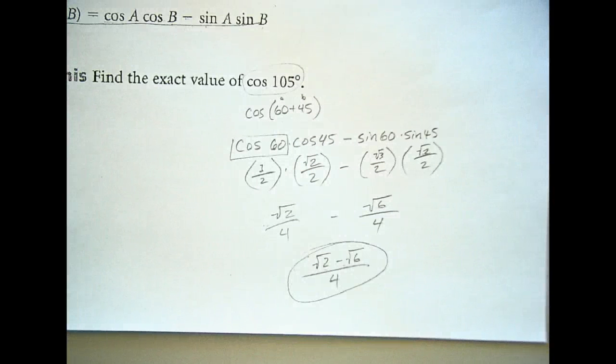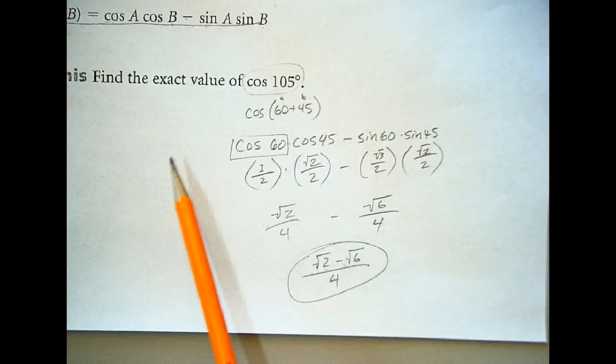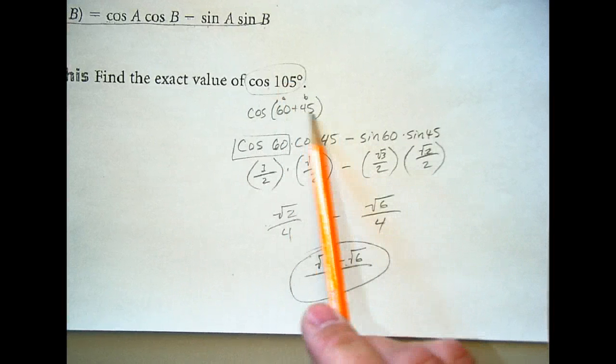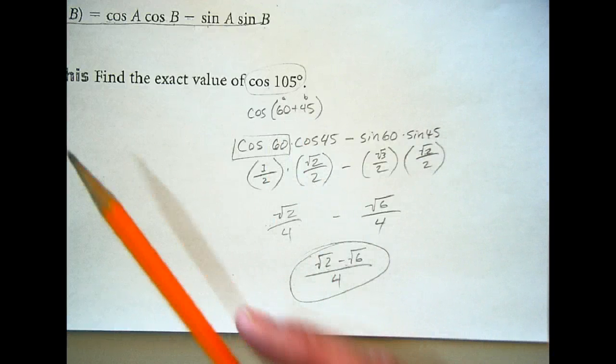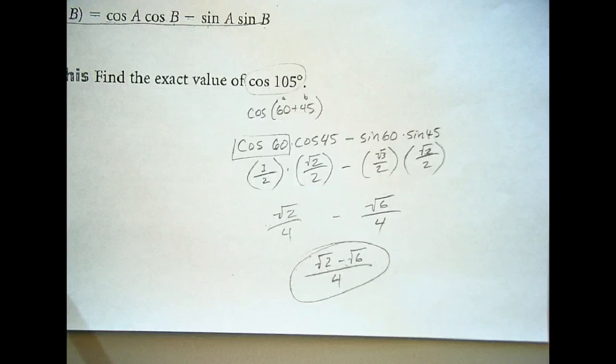How do you come up with the 60, like the A and B angles to use? Well, I chose special angles, like my 30, my 60, my 90, 45, 360. I'm choosing special angles. What if you can't use special angles? Then you're not going to use that identity. There are a lot of identities. Does it matter if 60 is A and 45 is B? Doesn't matter. You can add in any order.